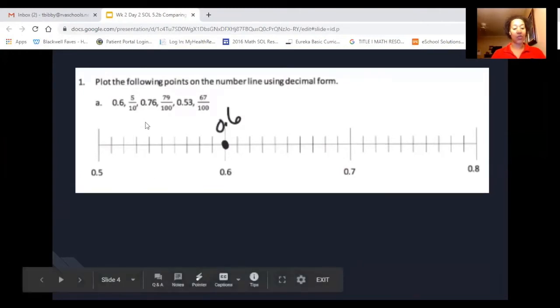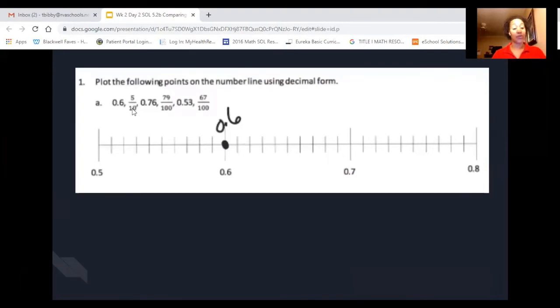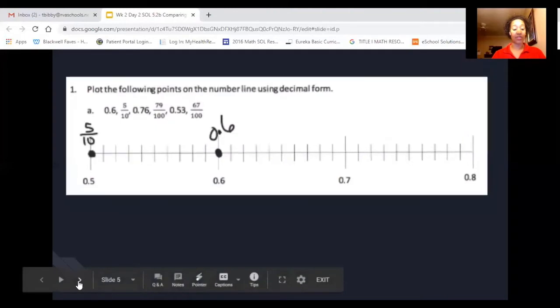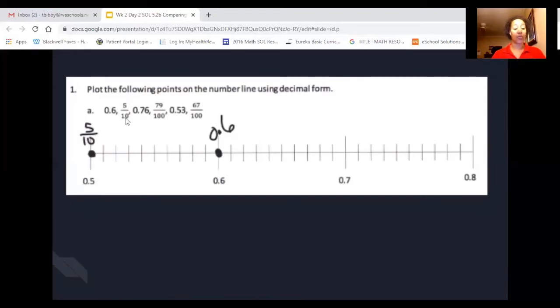The next one we have is 5/10. No, you don't see 5/10 written as a fraction on the number line, but you do see it represented as a decimal. Listen to how you say it: 5/10. So we're locating 5/10 and we're labeling it. I wrote the fraction above the decimal to stay consistent with how the numeric form is represented in the original problem. Okay, let's go on to the next number.